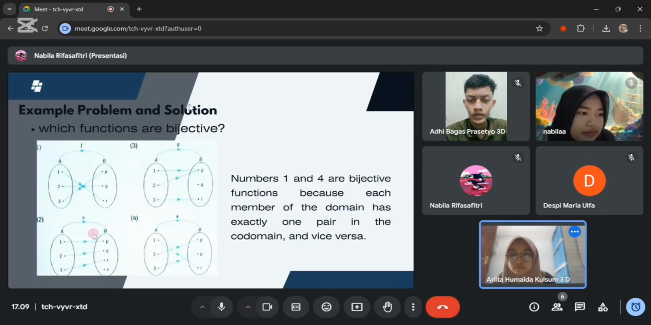Example problem and solution. Which function are bijective? Solution: number 1 and 4 are bijective function because each member of the domain has exactly one pair in the codomain and vice versa.